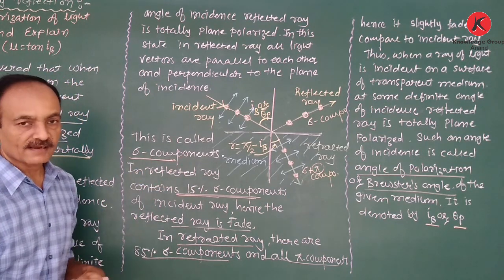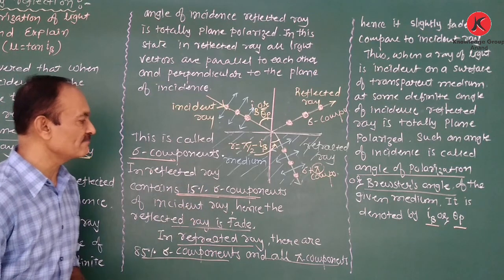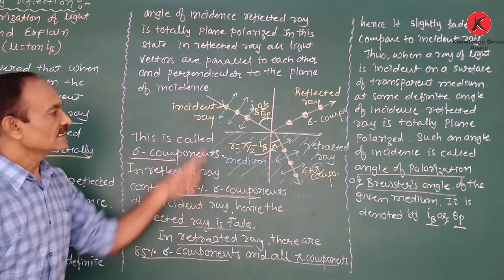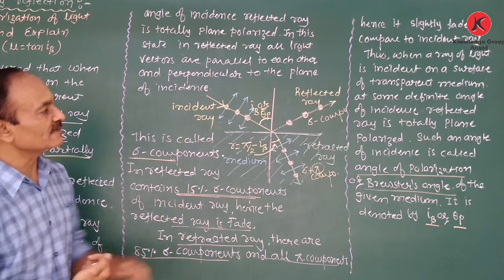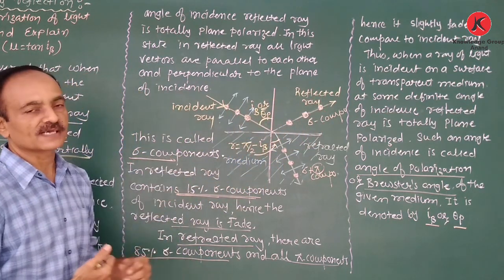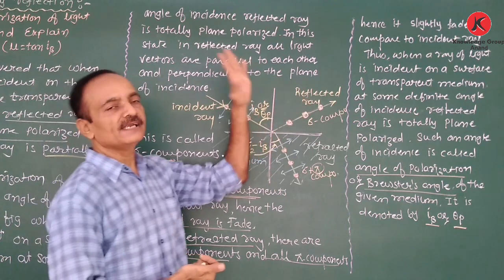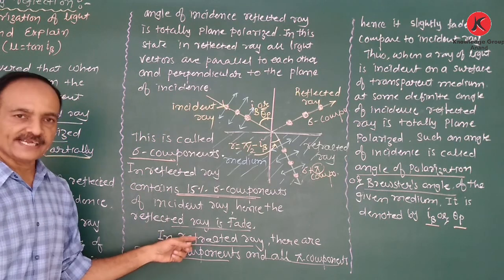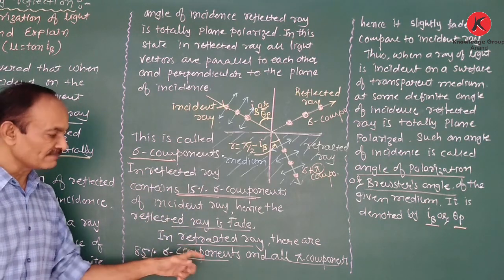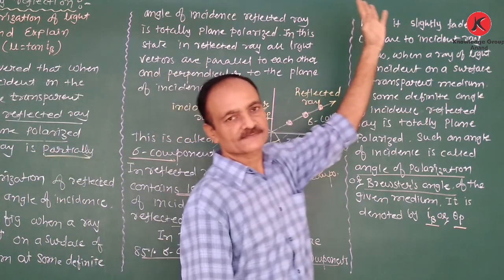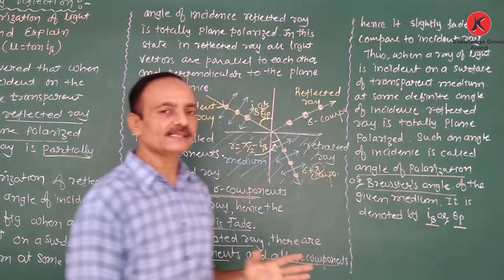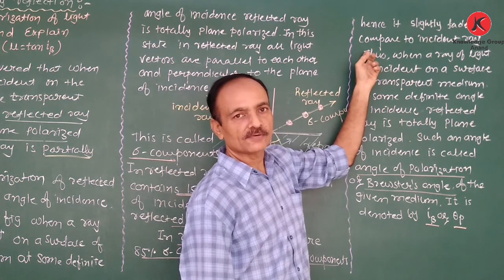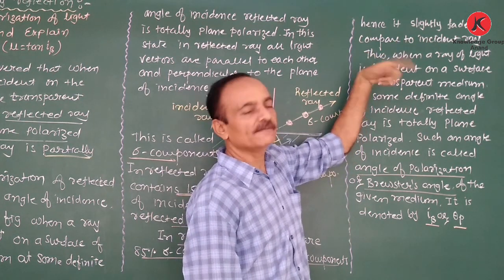Thus, the reflected ray contains only 15% of the sigma component of the incident ray. Hence, the reflected ray is faint. That means the intensity of the reflected ray is less than the intensity of the incident ray, so the intensity of the reflected ray is very poor. Now, in the refracted ray, there remain 85% of the sigma component and all the pi components. Hence, it is slightly brighter, with more intensity than the reflected ray but less than the incident ray.